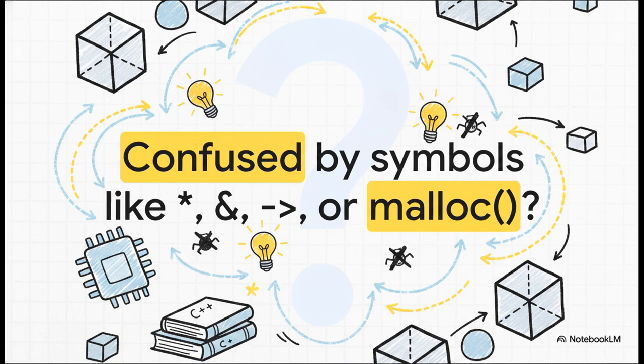Let's just put it out there. If you have ever felt completely lost staring at these symbols, you are definitely not alone. I mean, looking at an ampersand or an asterisk placed seemingly at random in a codebase, it can make C and C++ feel like an alien language. But stick with me here, because today we're going to translate all of that into clear, logical concepts.